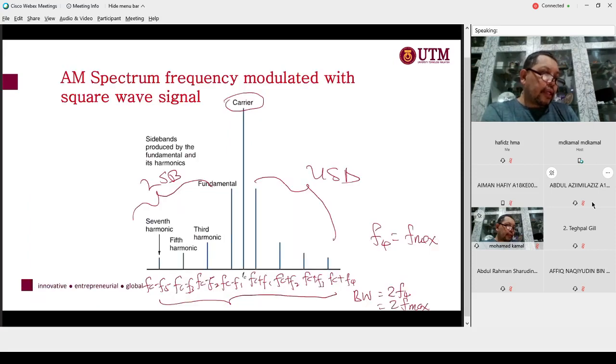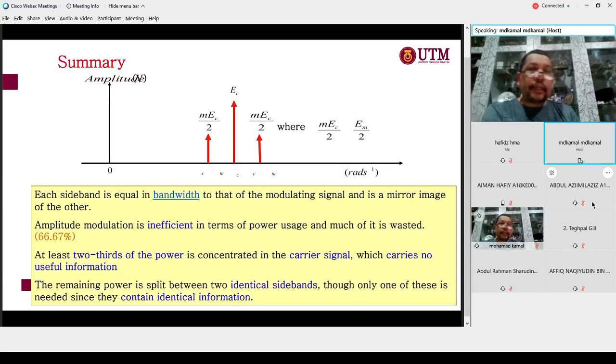Ada soalan katanya? Everybody understands? Doktor, okay, what is it? Yang F max tu kita tentukan macam mana?